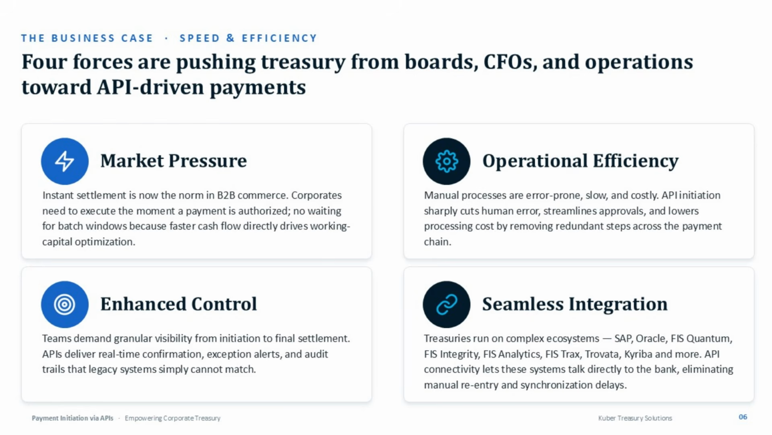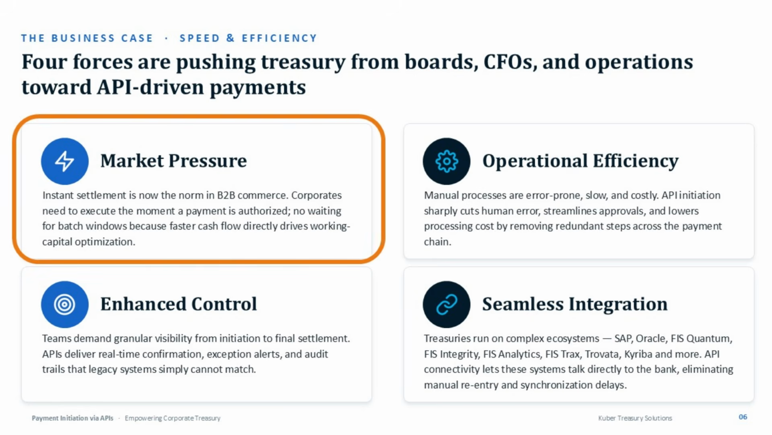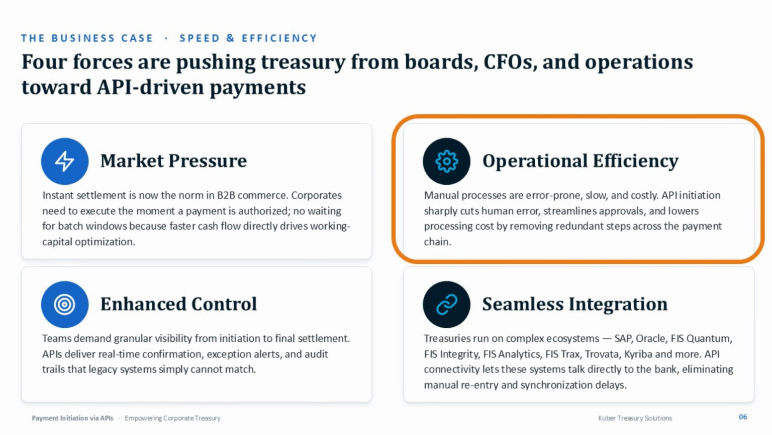The first is speed. Businesses are moving faster, right? If a payment is approved and ready, Treasury may want to send it without waiting for the next batch window or manual process. The second reason is efficiency. Every time someone has to type information again, move data between systems, or perform another manual step, it takes more time and creates another chance for an error, right? APIs can help reduce some of those steps.